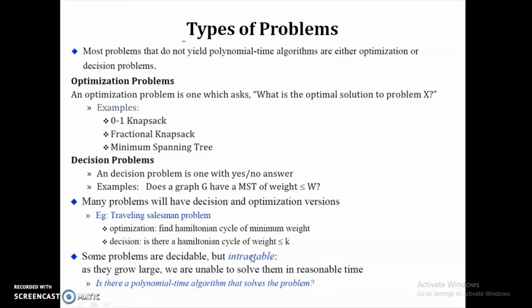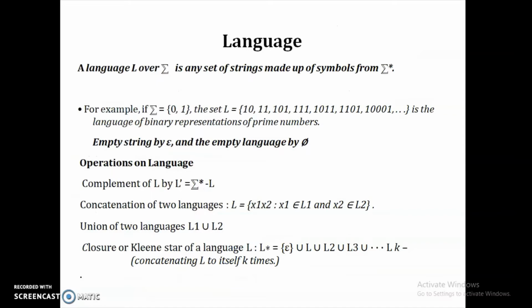So some of the problems can be solved in polynomial time, but some of the problems cannot be solved in polynomial time. Normally this optimization problem will be in the form of exponentiation. So let's see what are the ways to solve this problem in polynomial time. Before going to see this in detail, we are going to see some preliminaries of languages. So what is a language? A language L is a set of strings made up of symbols from a set of symbols, right? For example, if you are giving 0 or 1, we can make any set of combinations of symbols using these zeros and ones, right?